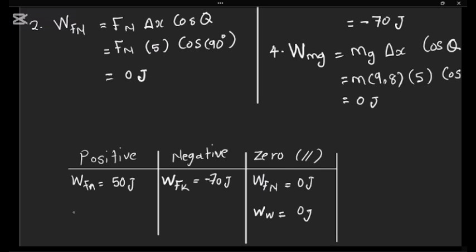Again, keep it in mind that a positive work increases the kinetic energy, and a negative work decreases the kinetic energy. So don't be confused. As I said earlier, work is a scalar quantity. So the negative sign doesn't mean a direction. It only means that energy is decreased.